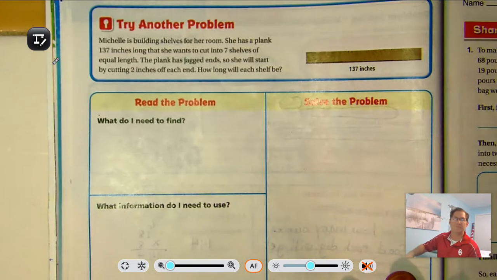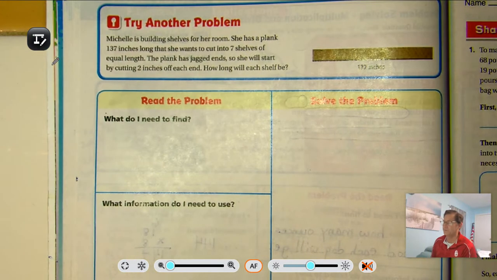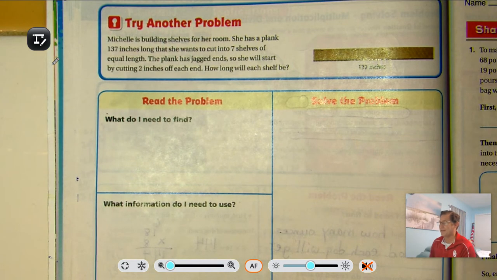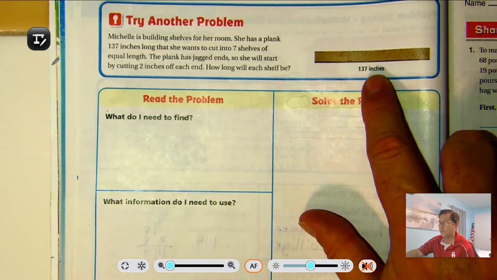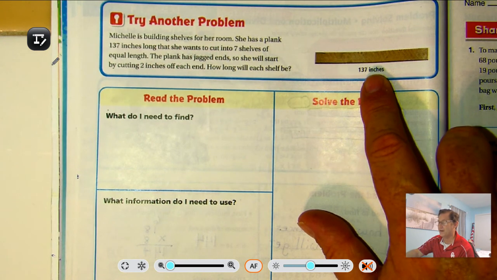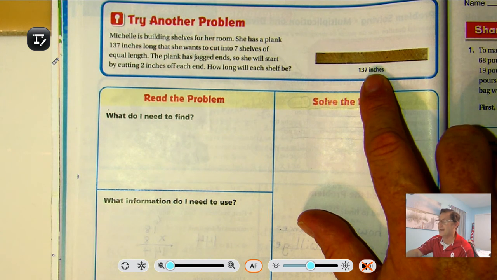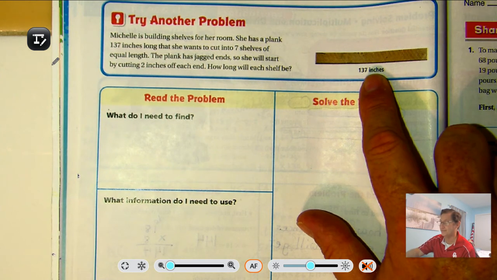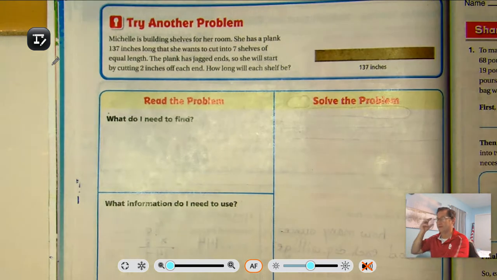All right, so we have Michelle is building shelves for her room. She has a plank that's 137 inches long that she wants to cut into 7 shelves of equal length. The plank has jagged ends, so she will start by cutting 2 inches off each end. How long will the shelf be?